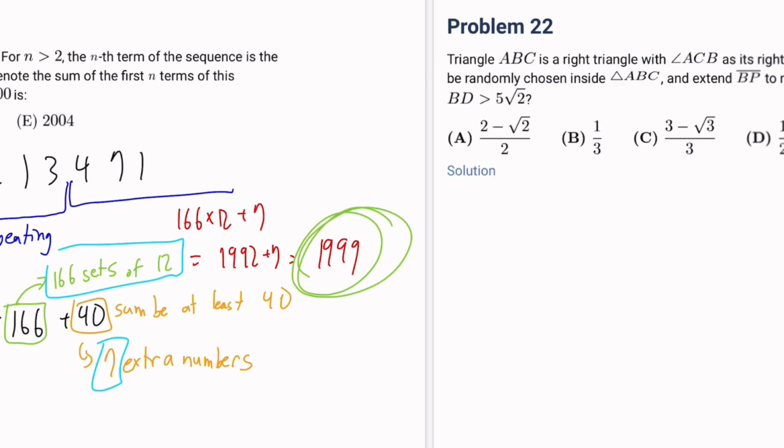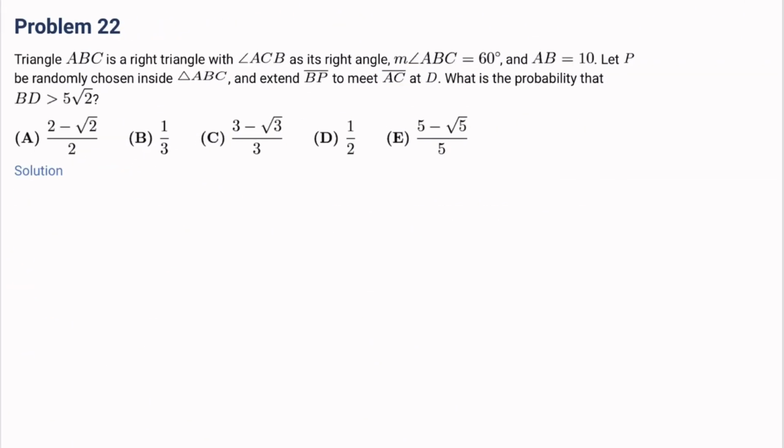It's B. Number 22. Triangle ABC is a right triangle with angle ACB as its right angle, and the measure of angle ACB equals 60 degrees and AB equals 10. Let P be randomly chosen inside triangle ABC and extend BP to meet AC at D. What is the probability that BC is greater than 5 root 2? Okay, so let's bring up a right triangle here. This would be A, this would be B, and this would be C, right? So ACB is the right angle, and this is 60 degrees, right?